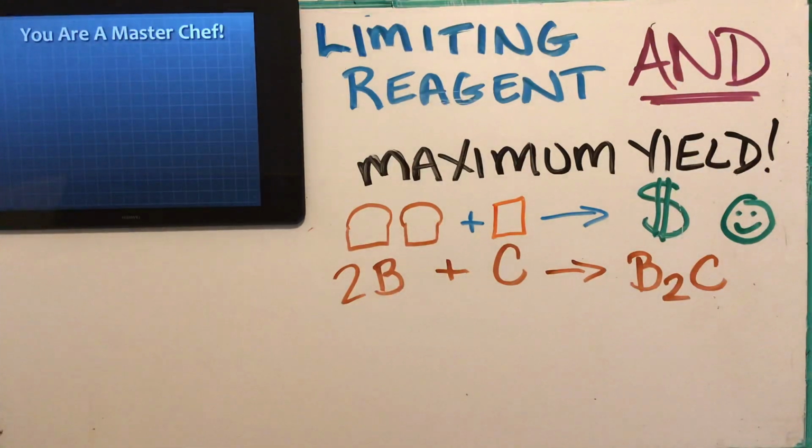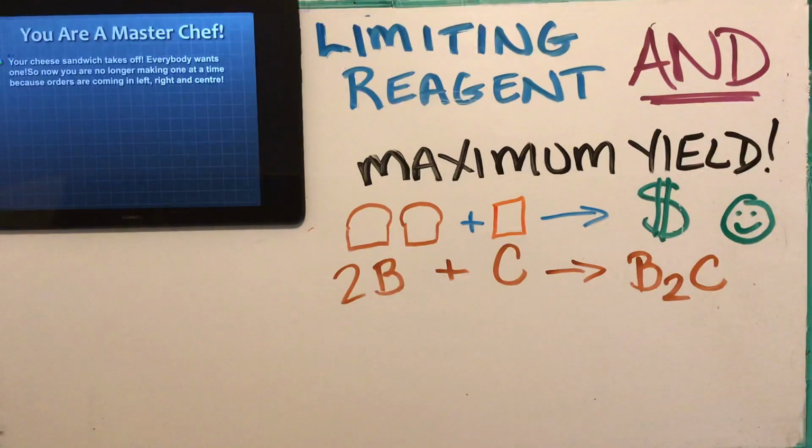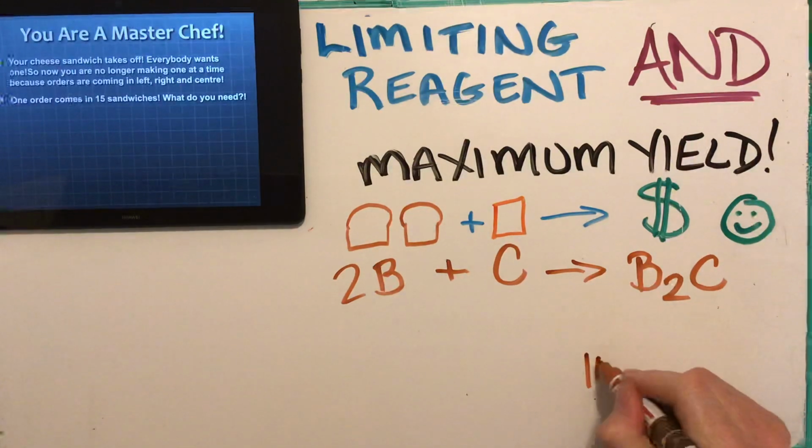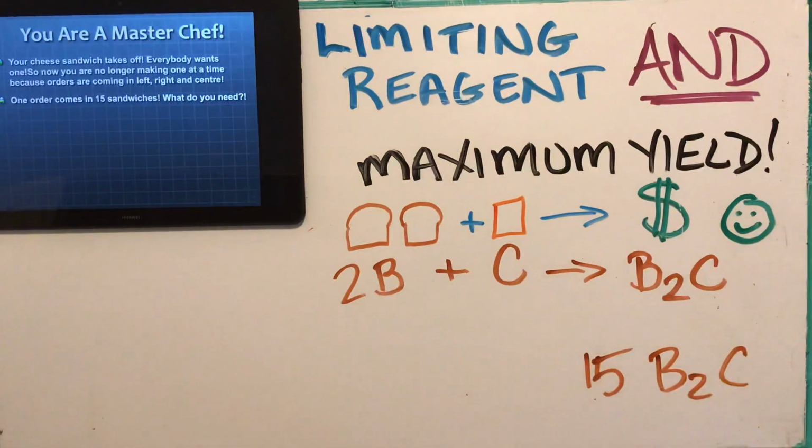All right. So back to the good sandwiches. You're a master chef. Your cheese sandwich takes off. People are loving it. They want to throw money at you left and right. Can I order some? Can I buy some off of you? Orders are coming in left, right, and center. One order comes in, 15 sandwiches. Well, what would you need for 15 sandwiches? If I needed 15 of these, what would I need?